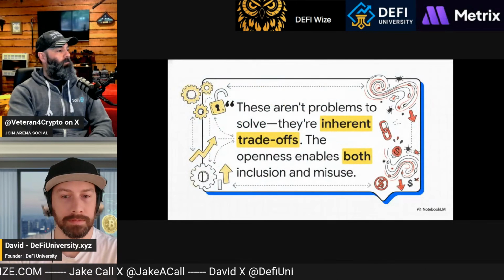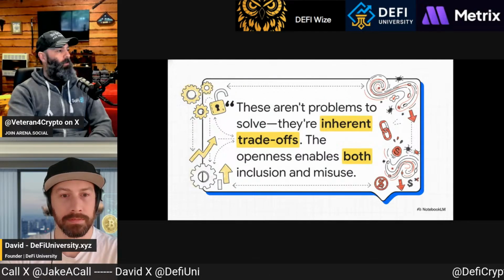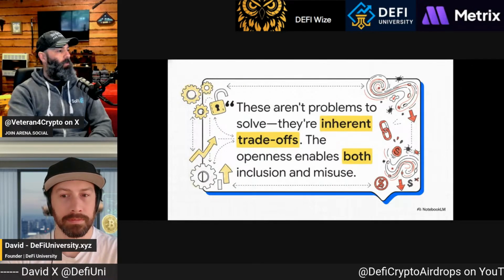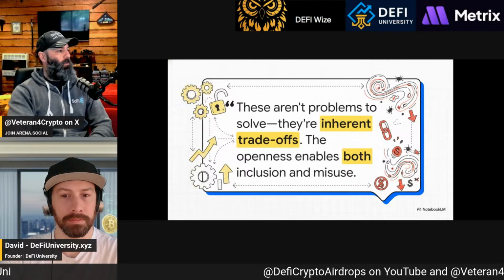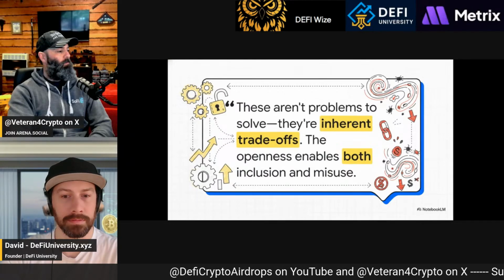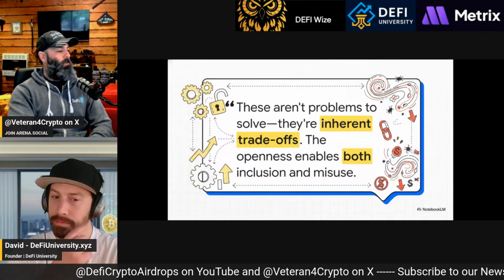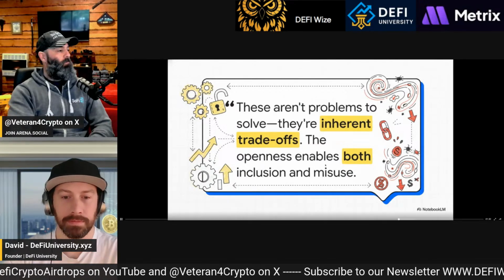And this quote just hits the nail on the head. We can't think of these risks as bugs that just need to be fixed. They are fundamental, inherent trade offs. The very same feature that creates the good, the openness, is the exact same feature that allows for the bad.